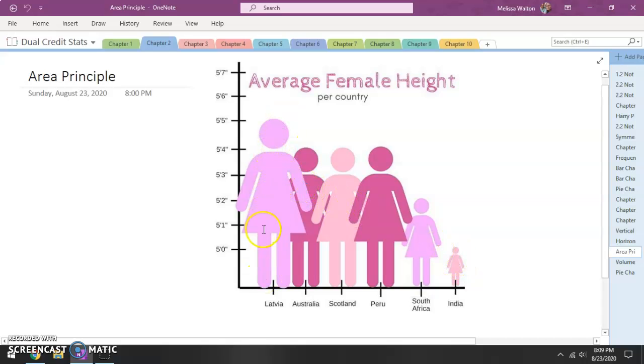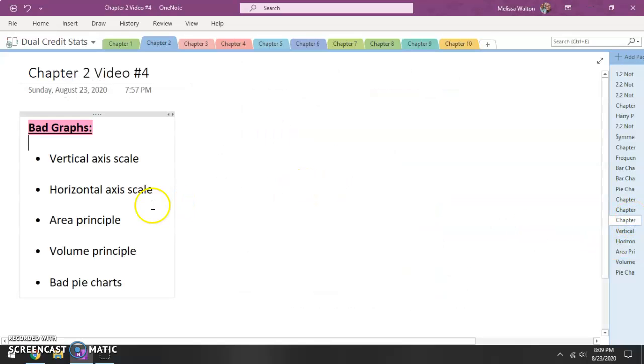If this woman truly is 12 times or 20 times larger than this woman, by all means use an area representation, but be careful with that. Same thing goes with volume. I have yet to find a 3D graph that I have liked.